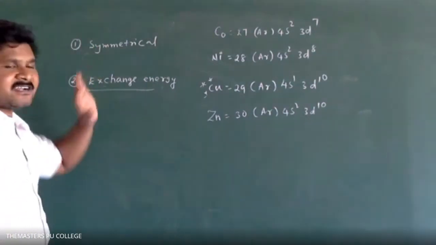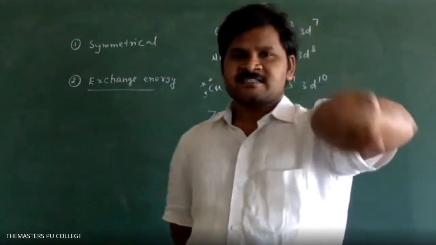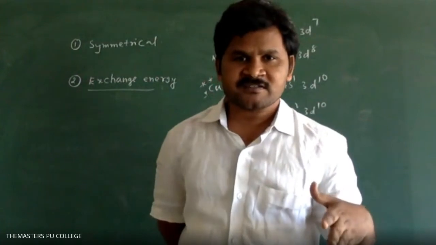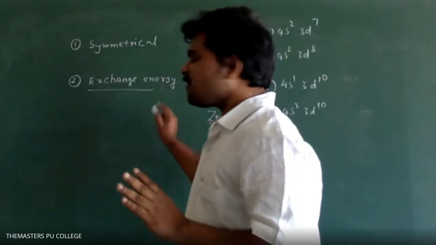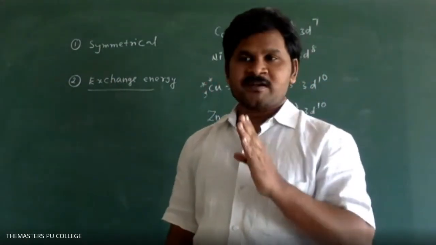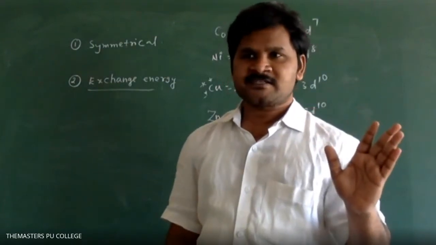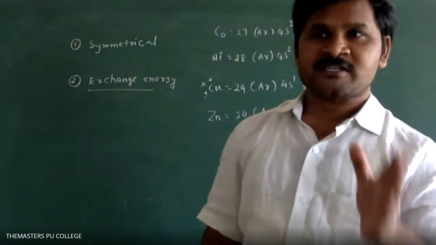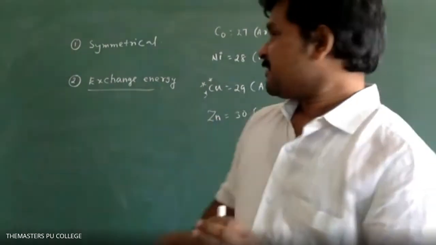What is symmetrical distribution? Symmetrical distribution means in all directions electrons are arranged in a similar manner. Such types of molecules are called symmetrical. What does symmetry mean? Two half parts are equal. If you imagine a human face, it is a symmetrical part. Symmetrical arrangements are generally more stable, as well as exchange energy.